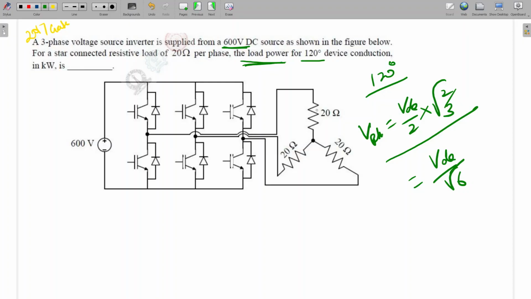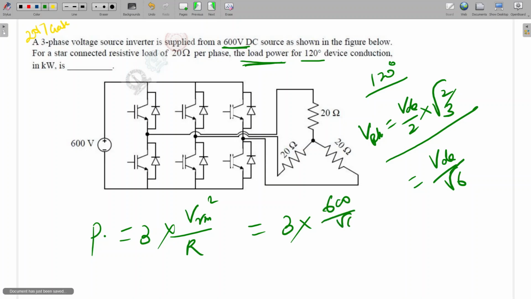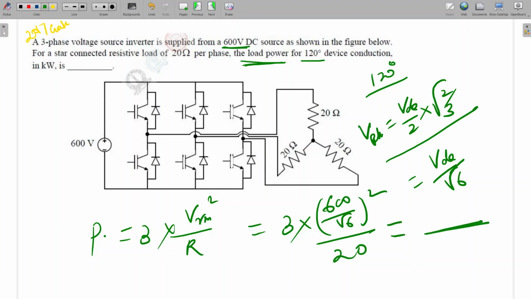What will be the power per phase? Per phase power will be V RMS whole square by R, and three phase power will be 3 into V RMS whole square by R. So that will be the power. What is V RMS? VDC by root 6. So 3 into (600 by root 6) whole square by 20. This will be the total power. Is it clear? Yes, sir.